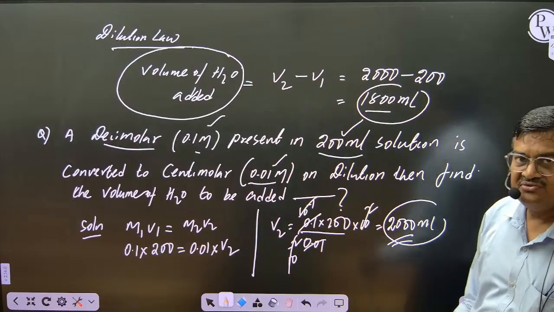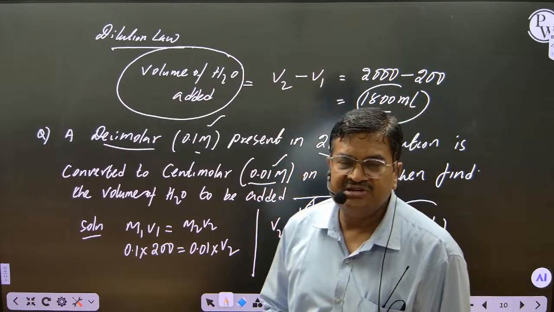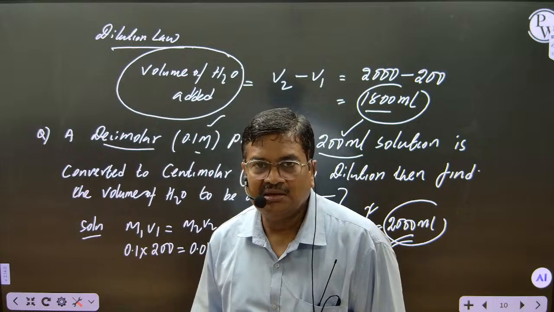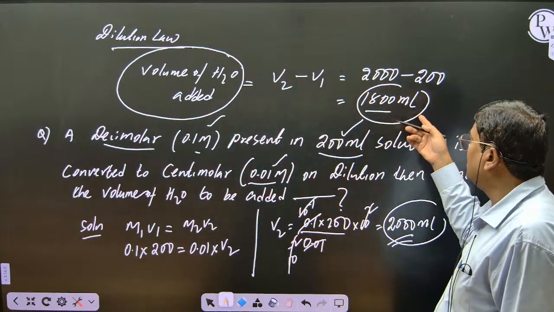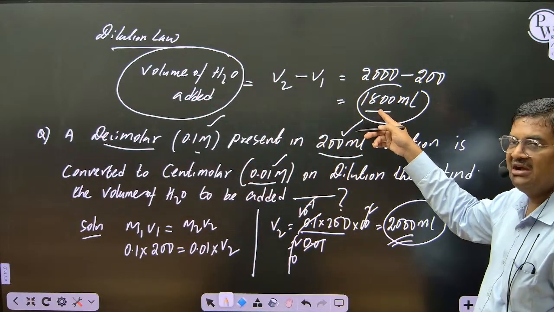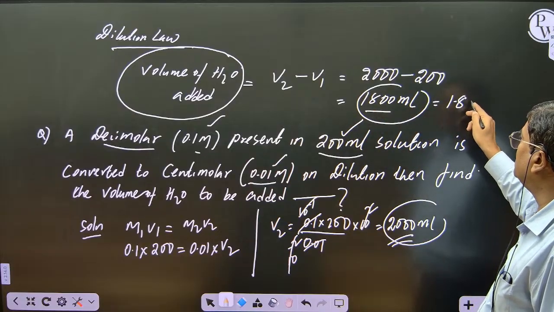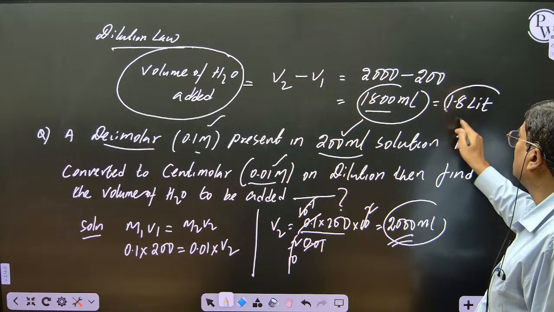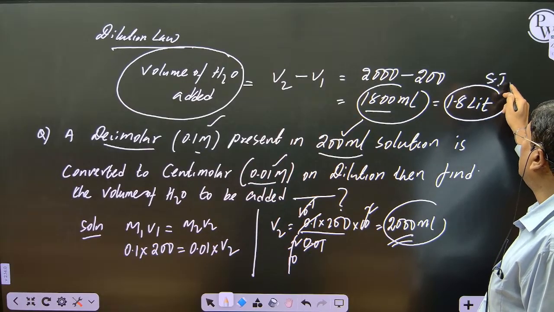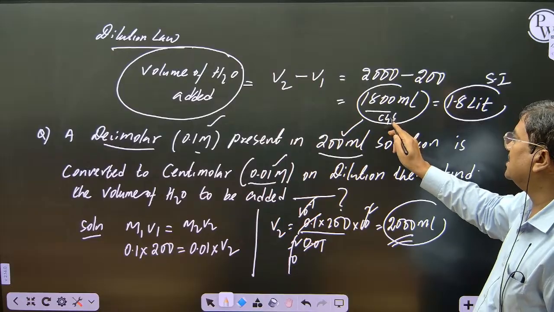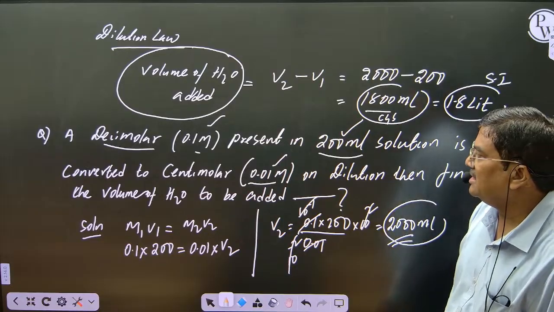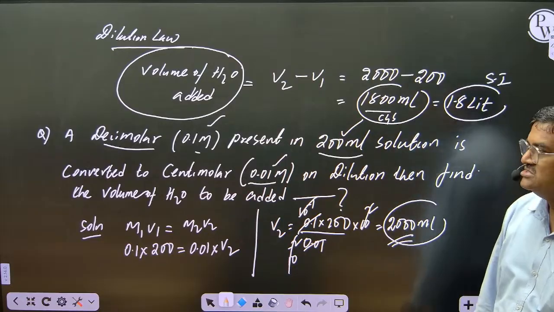Suppose the option is given in liter, the examiner can ask in liter or milliliter. If the same question were given in liter, what do we do? We divide by 1000, no? So when you divide by 1000, the answer should be 1.8 liter. If it is in SI unit, 1.8 liter. If it is in CGS, we have to write 1800 milliliter. So understood, this is what is important.